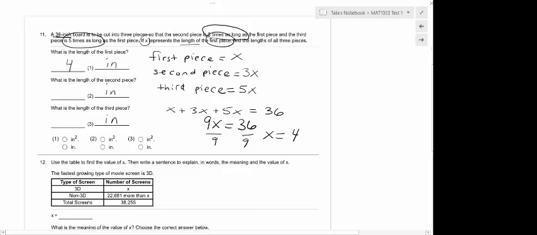Okay, for the second piece, we have to do 3x, or 3 times 4, right? So what is that going to give us? 12. Very good. And for the last piece, the third piece? It's 5 times x. So 5 times 4, which is? 20.